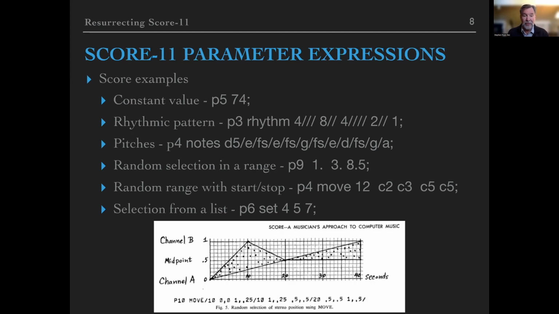So this figure at the bottom is an example from Leland Smith's original paper. And here he's talking about spatial position. About here you see over 40 seconds a way of describing the random movement of a sound by having this, what we call a tendency mask, a changing random selection range.